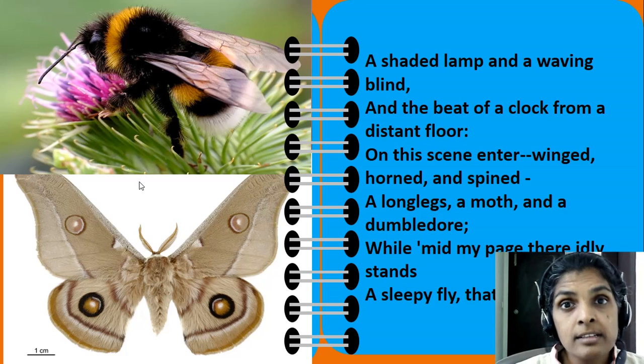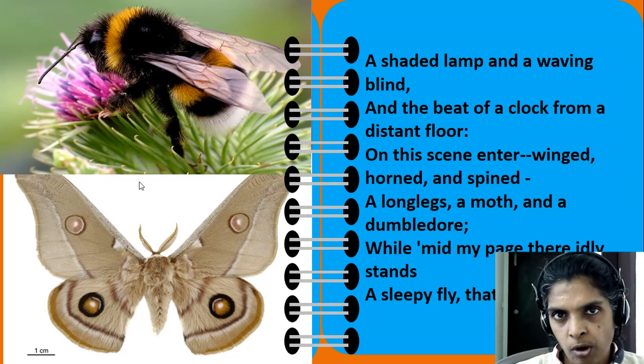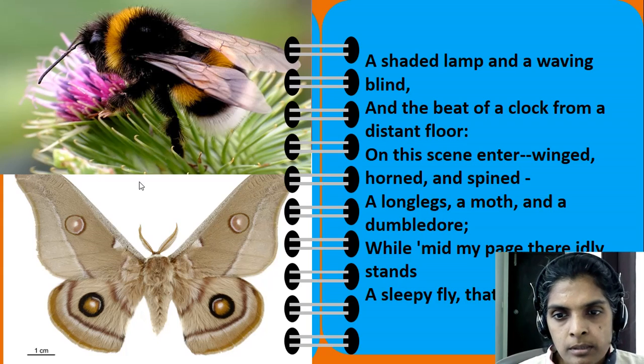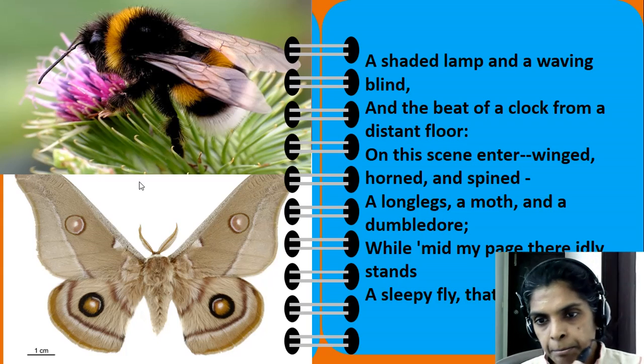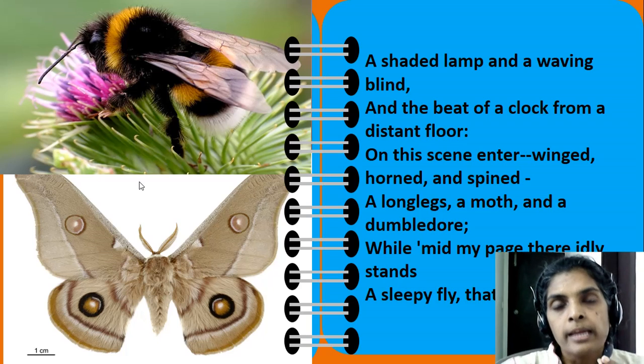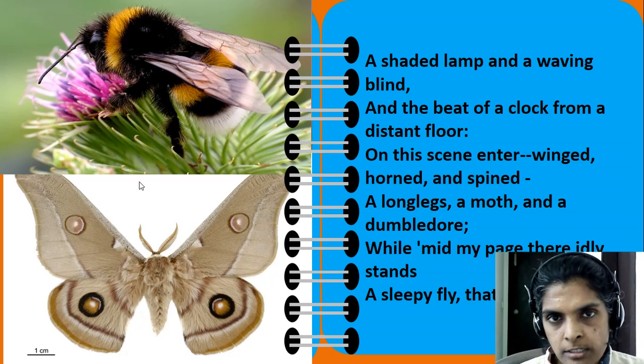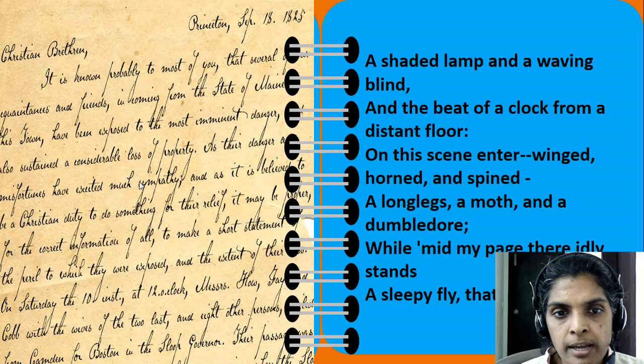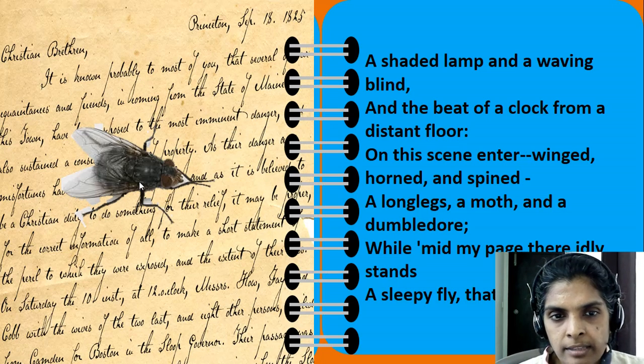He says they enter the scene as if a drama is going on, and they are coming into the scene. And there's one more character. Who's that? While amid my page there idly stands. So in the center of my page, where the poet is writing, a sleepy fly. Fly means a house fly. See, imagine this is the page where he is writing, and there comes a house fly. See, he is sleepy. The poet says he is sleepy and he is rubbing his hands.